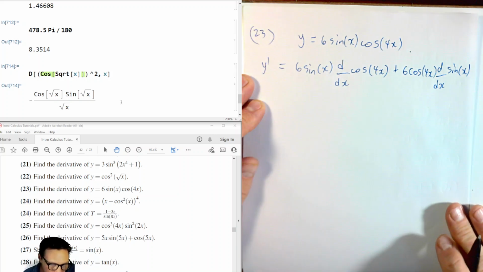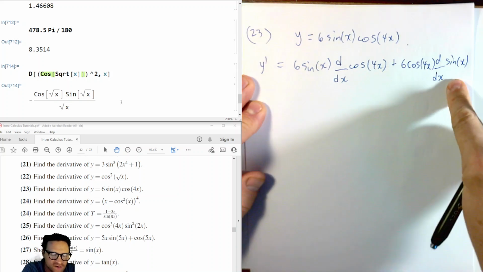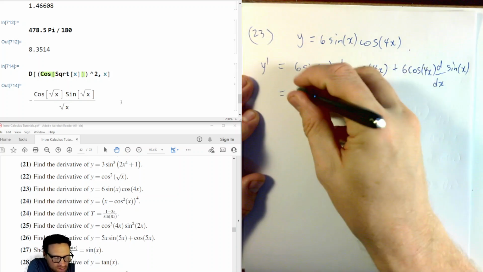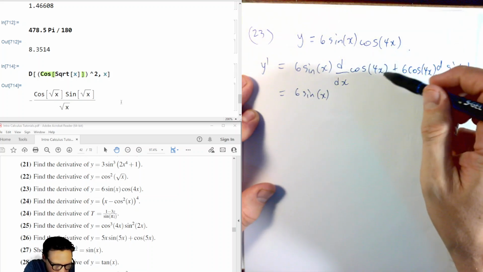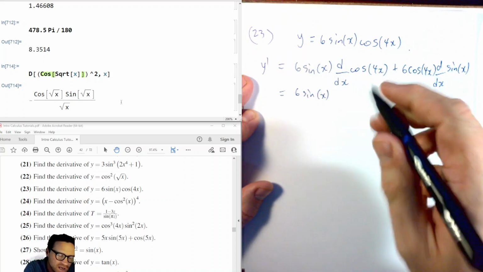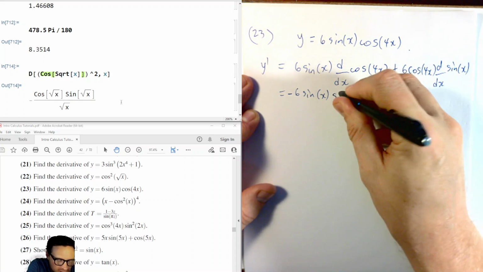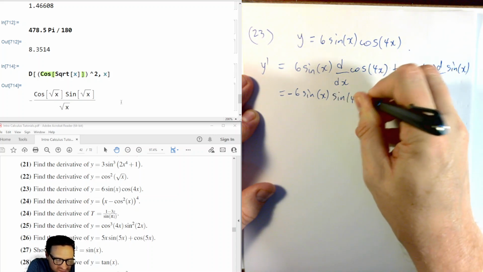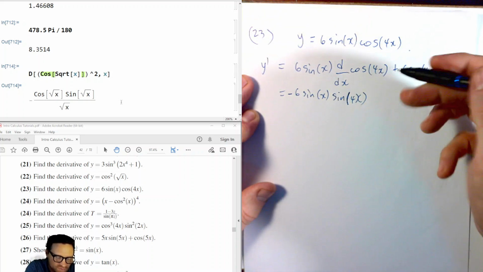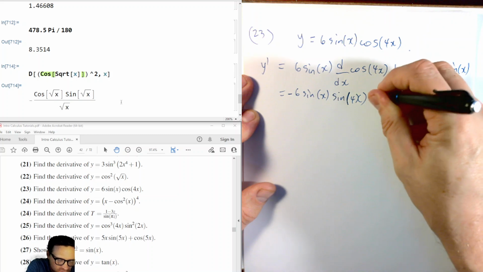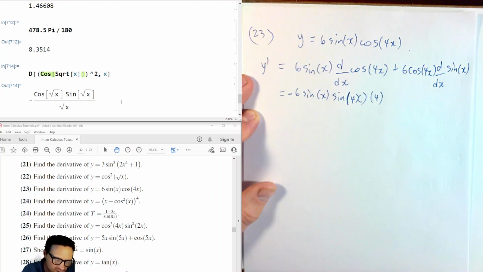okay, so we've used the product rule there. So next we want to simplify. This requires the chain rule. This one is very easy. So we've got 6 sine x. Now the derivative of cos gives minus sine. So let's put our minus here. We've got minus sine of 4x, but then we need to multiply by, using the chain rule, the derivative of 4x with respect to x, which is 4. Okay, so there's the chain rule used on cos of 4x.